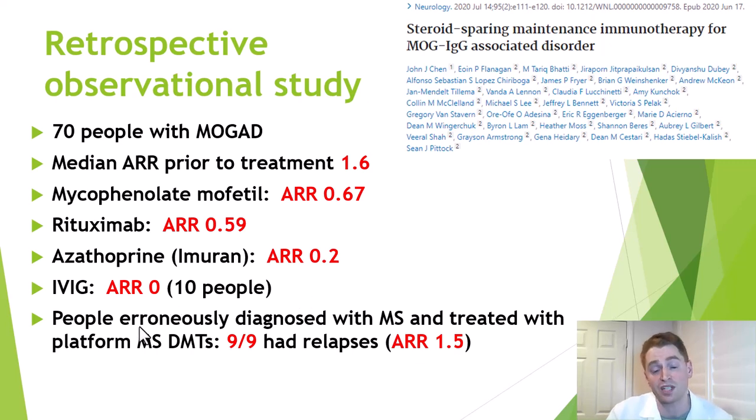Now, some people in the study were initially erroneously diagnosed with multiple sclerosis and treated with platform multiple sclerosis disease-modifying therapies. I presume they're referring to glatiramer acetate and beta interferons, and they were not effective. All 9 had attacks with an annualized relapse rate of 1.5.